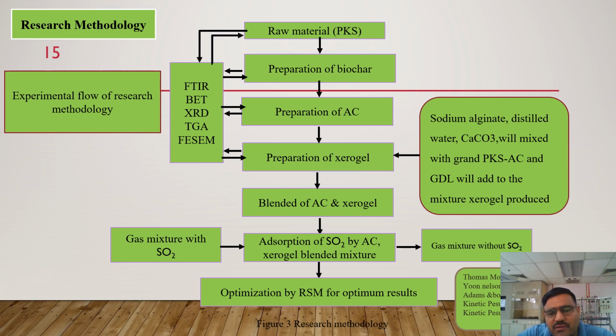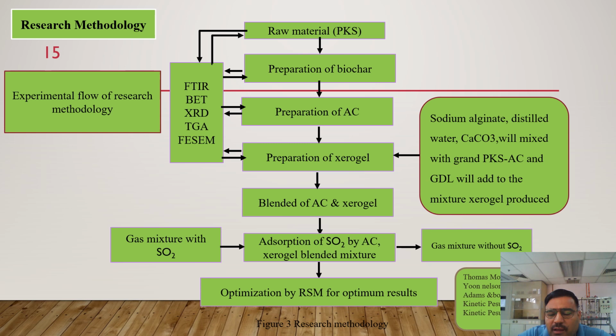In preparing the xerogel, we will make a solution from water and sodium alginate, and we will heat it and leave it for 24 hours. After 24 hours, we will put it in the heating mantle and stir at 250 or 450 RPM at 50 degrees Celsius for 15 or 20 minutes. After that, we will add calcium carbonate.